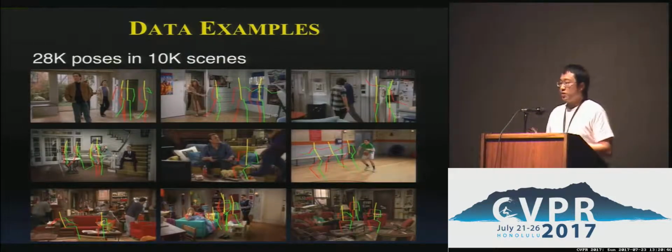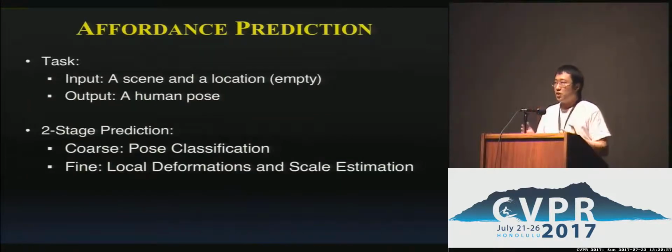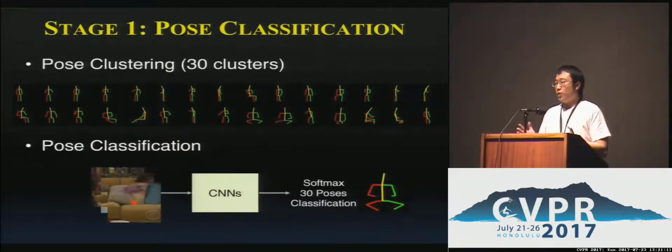Now, given all these poses collected by our algorithms, 28,000 poses in 10,000 scenes, we can start training a neural network on top of it. We want to train a model to predict the human pose given the empty location in a scene. We propose a two-stage method by first performing pose classification and then estimating the scale and local deformations. In the first stage, we perform pose clustering and cluster all the poses into 30 clusters. Then given the image and the location as input, we train a CNN to predict one of the 30 pose clusters. For example, here we have a coarse sitting pose.